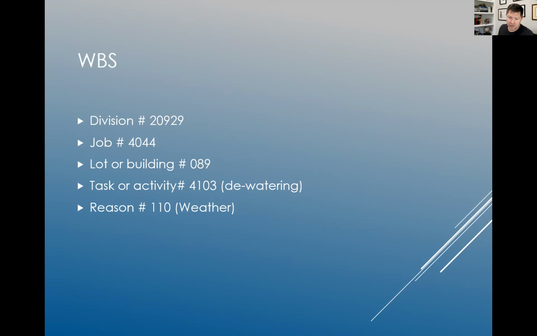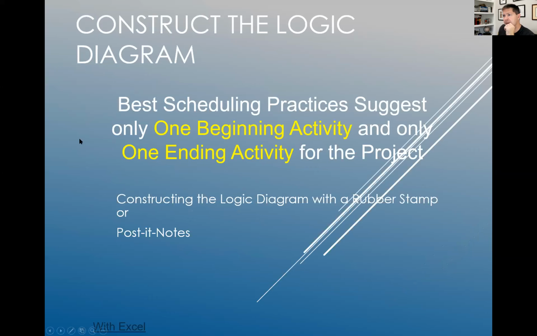Construction logic diagram is next. So we talked about this quite a bit a few minutes ago, but the best scheduling practice suggests only one beginning activity and only one ending activity for the project. Constructing the logic diagram with a rubber stamp or post-it notes. A lot of people do it this way. The rubber stamp is essentially a stamp of a post-it note, if you will, because it's got the task and the duration on it. People use post-it notes as well so they can move them around.